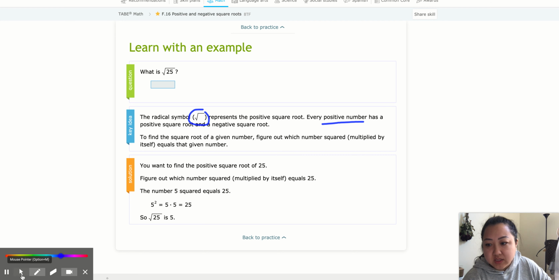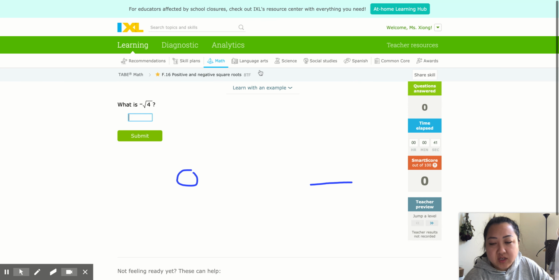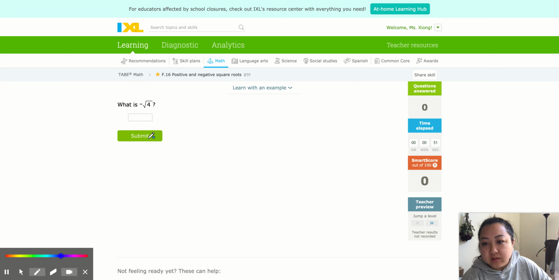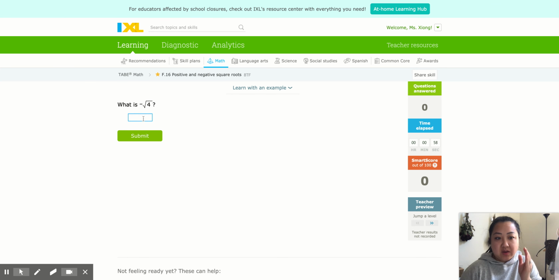Let's do some examples. This is very similar. It just really depends on the problems. So in this situation, what is the negative square root of 4? So what is the square root of 4? The square root of 4 is 2, right? If that's the case, then the negative sign is now outside. So now you do -1 times 2, and so it should be -2.